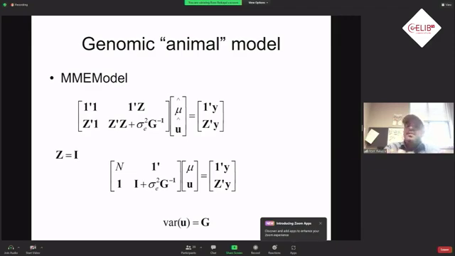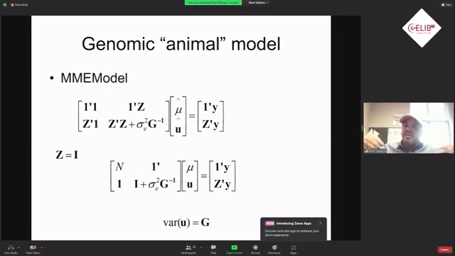So this is identical to the system of equations you would have if you were applying classical pedigree data, no genomics. If you have no genomics at all, the system of equations you will have is exactly this one, except where you have G minus 1, you replace it by A minus 1, and then you are done.